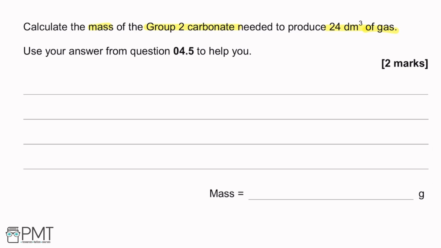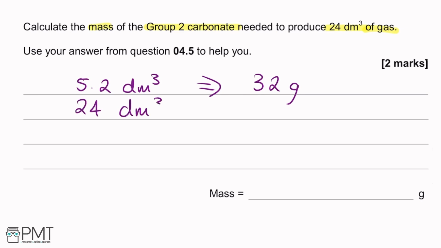So from the last question, we established that having 5.2 decimeters cubed of gas would get you 32 grams. Now the question is asking the mass of group 2 carbonate needed to produce 24 decimeters cubed of gas. And we want to know how many grams. So let's work out how we get from 5.2 to 24.